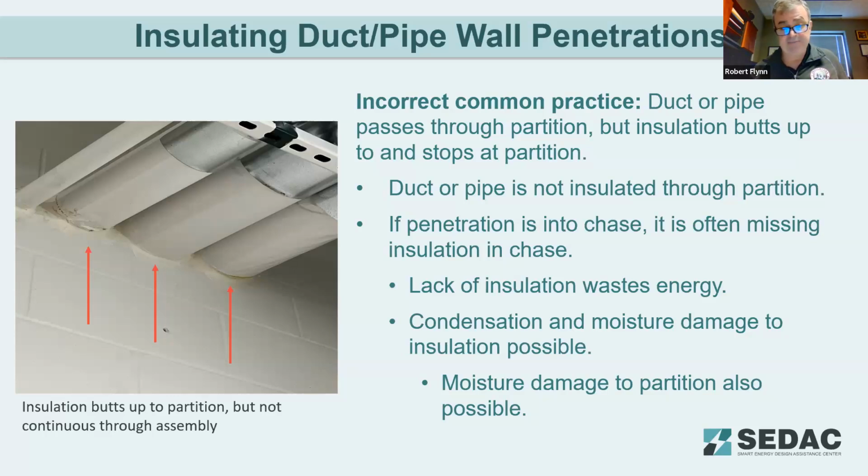In many cases, sometimes something is better than nothing, but butting right up to the wall is not acceptable. So, incorrect common practice: duct and pipe passing through the penetration, but the insulation butts up. Piping and ducts are not insulated through the penetration, as you stated. At least dig out a little bit or put something in there, so you have some kind of insulation in the walls. If the penetration is into the chase, it is often missed. Insulation in the chase. Lack of insulation wastes energy, and possible condensation and moisture development and moisture damage to the partition are also possible.